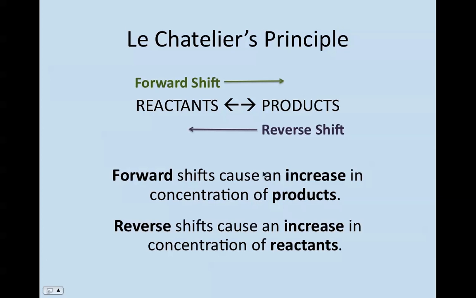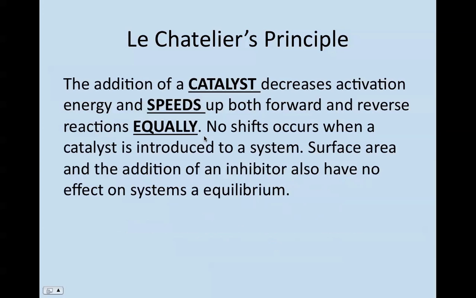A forward shift is going to cause an increase in the concentration of products. So anytime we shift to the right or have a forward shift, that means we're speeding up the forward reaction to produce what we're moving towards, which is the products. A reverse shift means we're shifting to the left, we're speeding up the reverse reaction, and whatever we move towards, we're going to be producing more of. So a reverse shift or a shift to the left is going to produce more reactants. So keep this in mind.